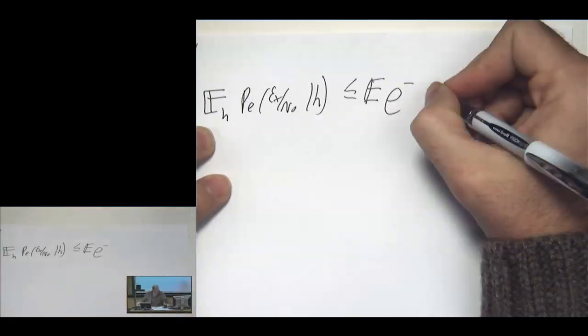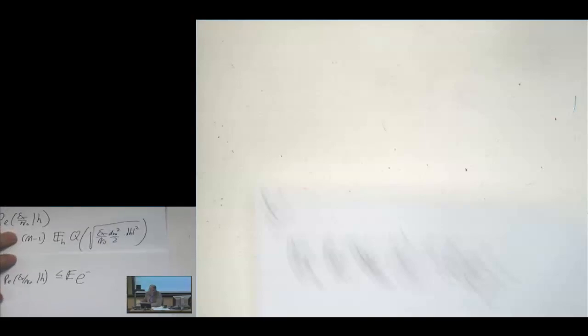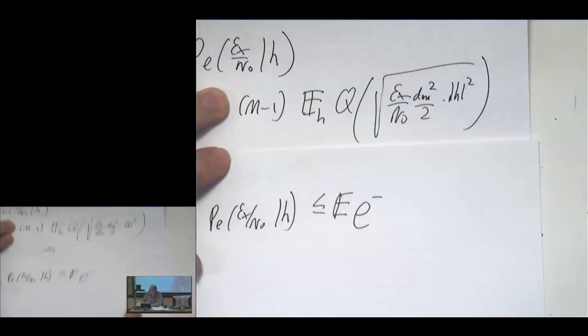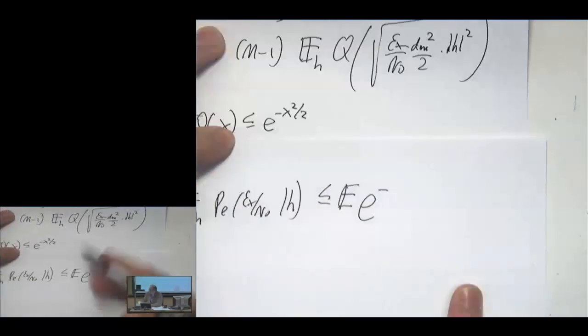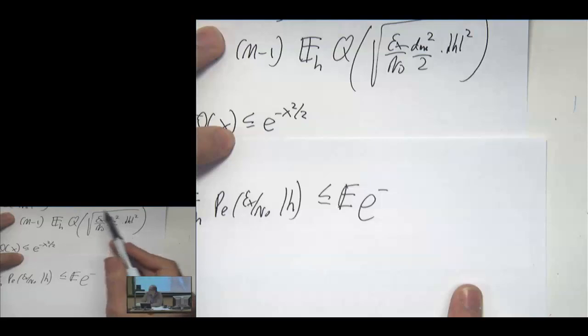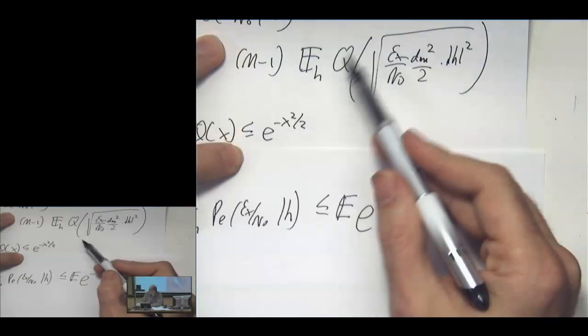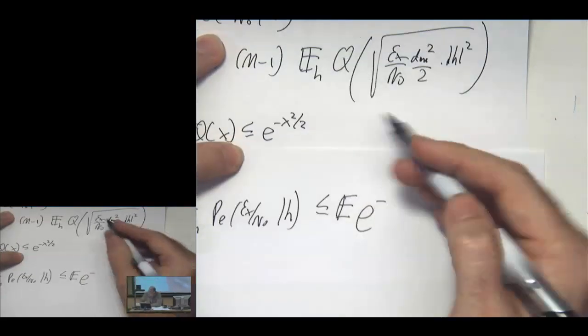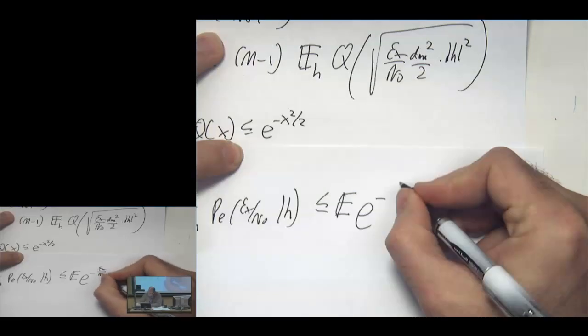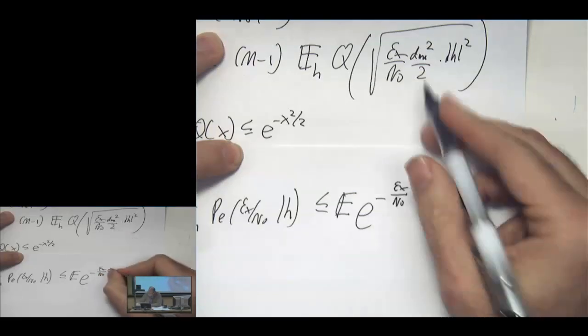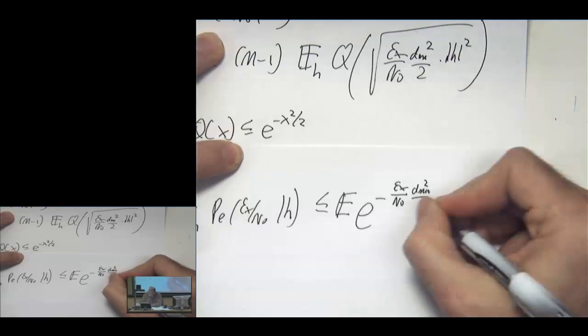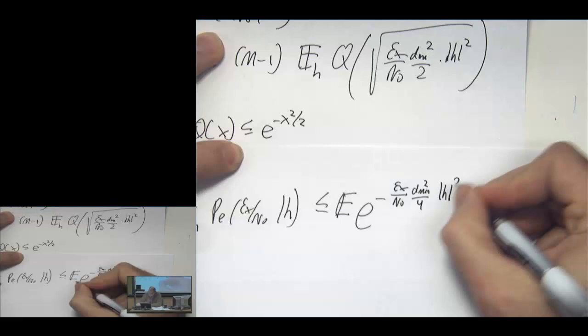So what we had before was this right here, squared. We need to take this thing and square it and divide by 2. So we can just copy this over here. We're going to get e to the minus Ex over N naught, d min squared over, instead of 2, I'm going to put 4, times magnitude squared of h here.